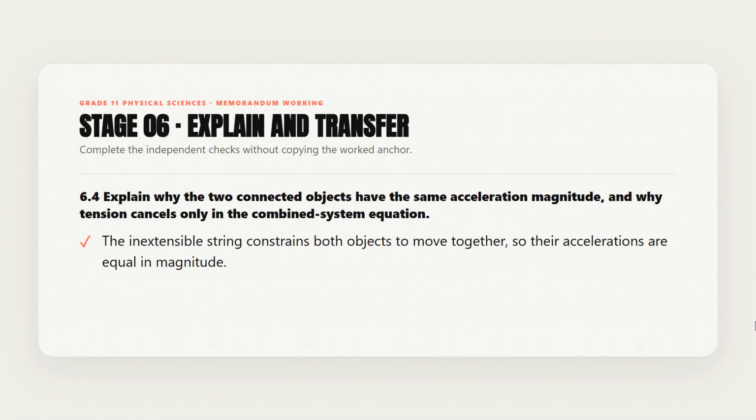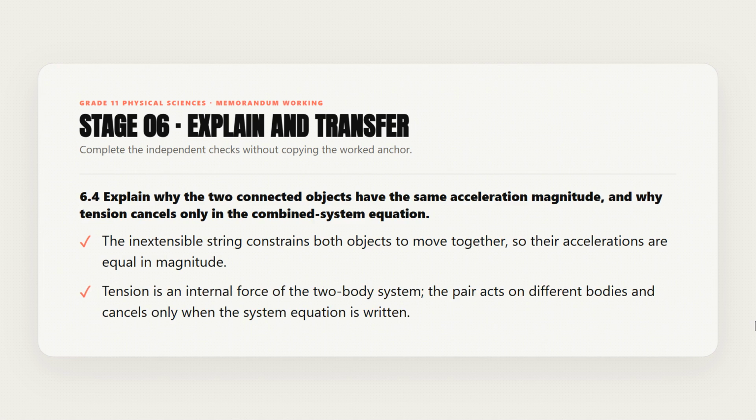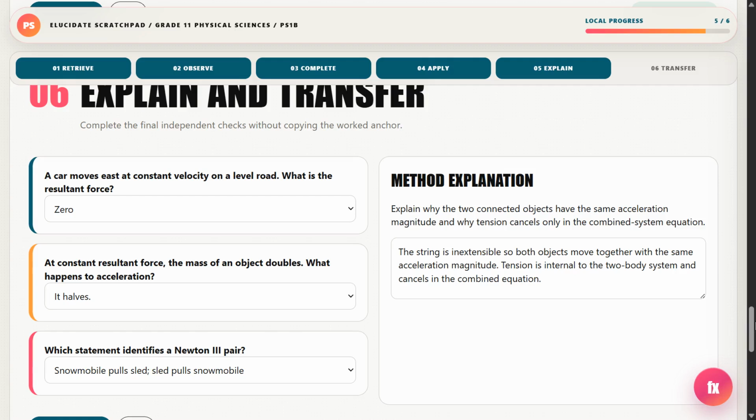Question 6.4. Explain in two linked statements. The inextensible string constrains both objects to move together, so their accelerations are equal in magnitude. And tension is an internal force of the two-body system, so it cancels only when you write the combined system equation. You have completed stage 6. You have connected Newton's laws to the two-body method through independent transfer.